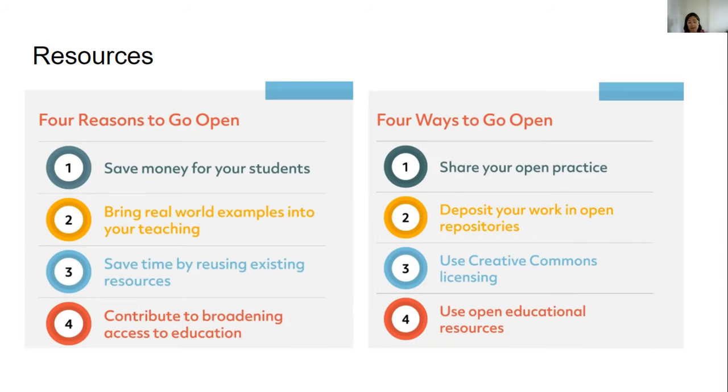Use Creative Commons licensing. And everything in this project is Creative Commons licensed too, including all the images and the videos and everything. We tried to simplify that process because we ourselves found the process of choosing the right license a bit challenging, even though Creative Commons actually has a brilliant license wizard, which is a great resource too. And then fourth, use open education resources.